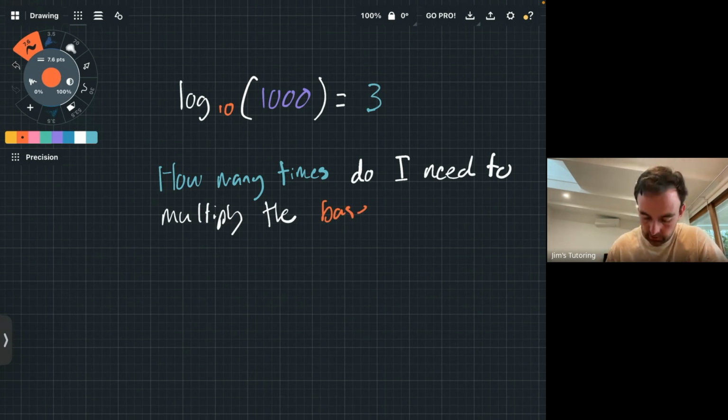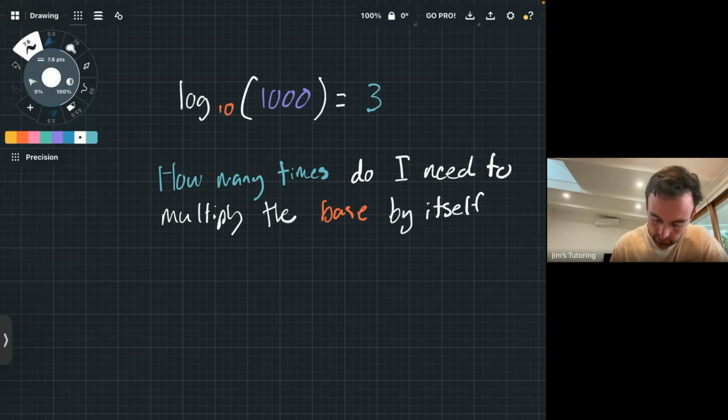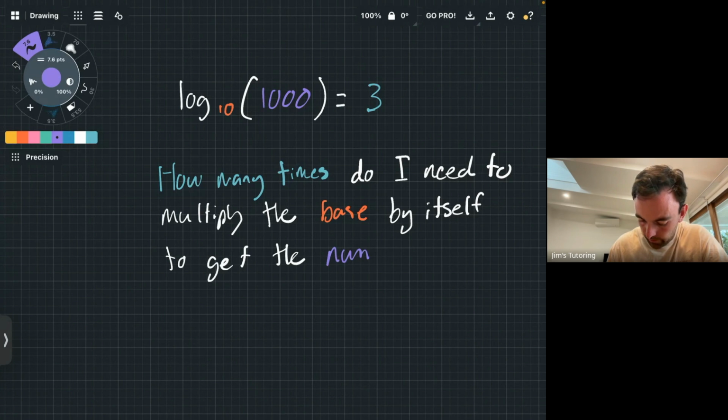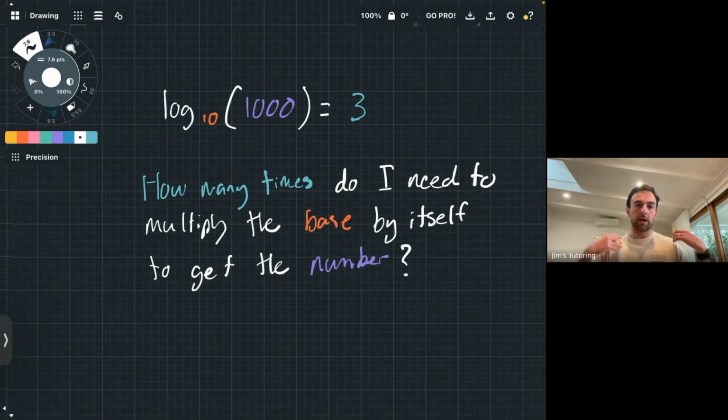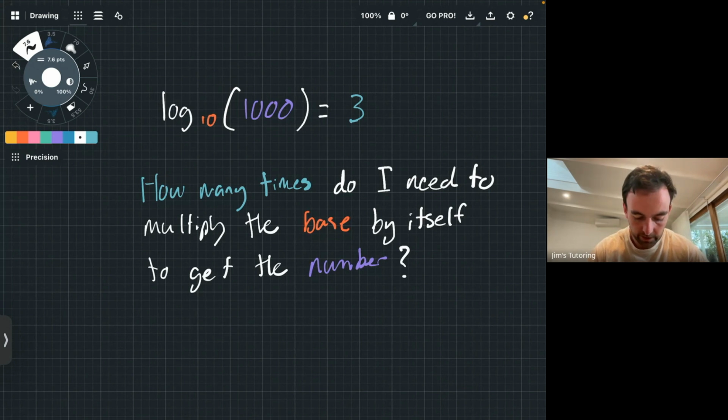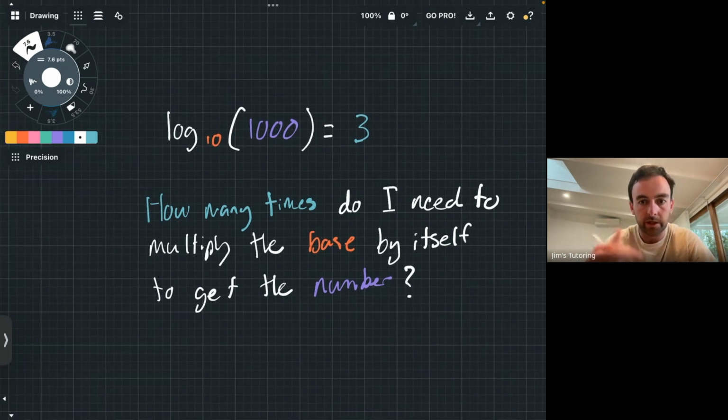by itself to get the number. So this is the number in the brackets. If you look at the color coding that I've done, this is saying that to get 1000, we need to multiply 10 by itself 3 times. And that kind of makes sense, doesn't it? Because if we multiply 10 by 10 by 10, that gives us 1000.